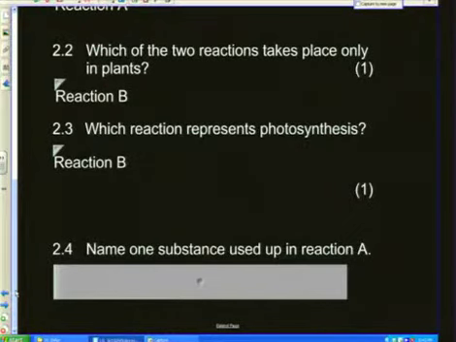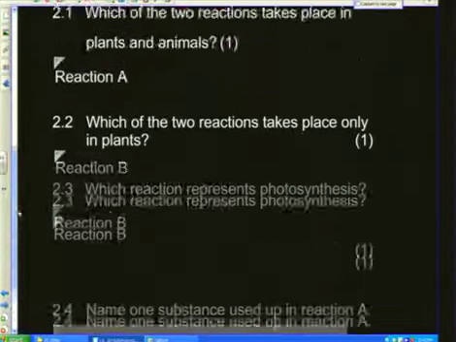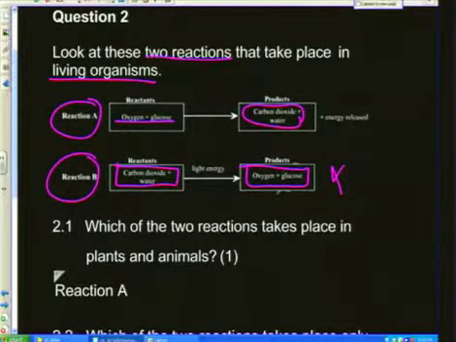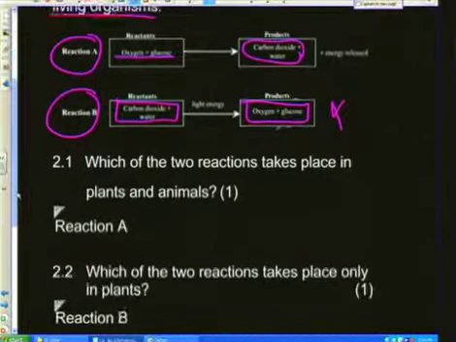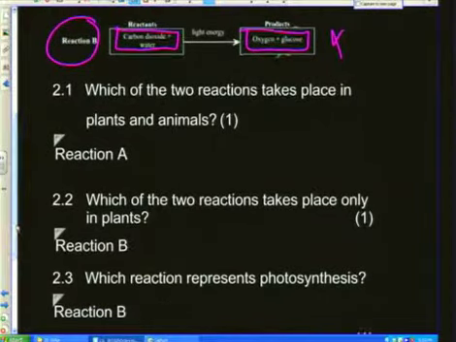Then, here we go. Name one substance used up in the reaction. Name one substance used up in reaction A. So if we have a look at this, name one substance that we use in reaction A. Question 2.1: which of the two reactions take place in plants and animal cells?